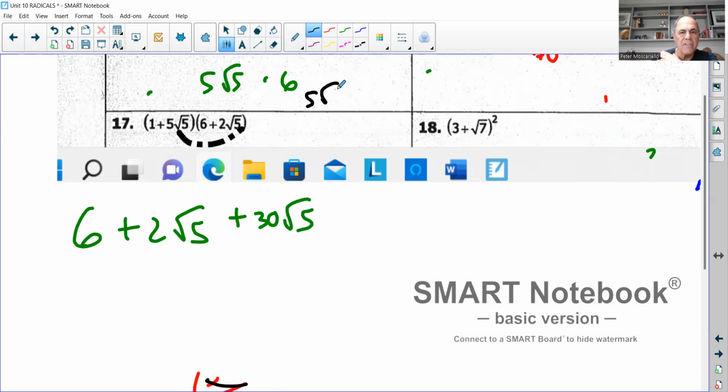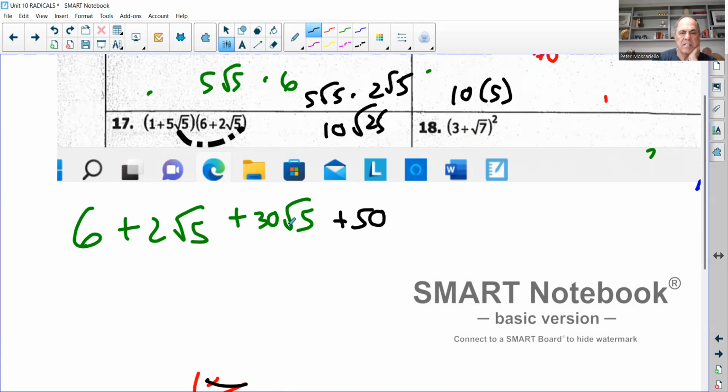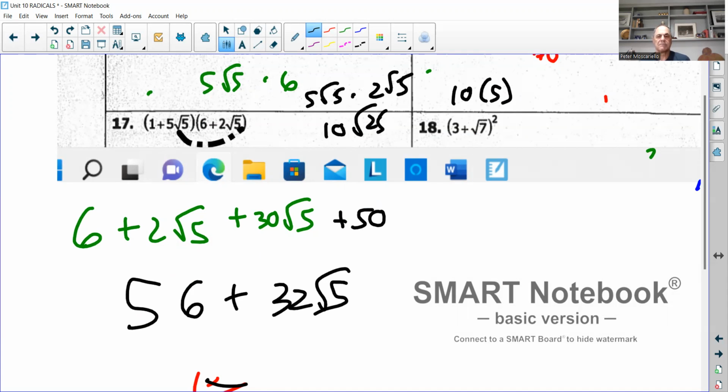So what have I got? 5 root 5 times 2 root 5 is 10 root 25. 5 times 2, 10. Root 5 times root 5 is root 25. Root 25 is an actual 5, so that's 50. 6 plus 5. Nice.